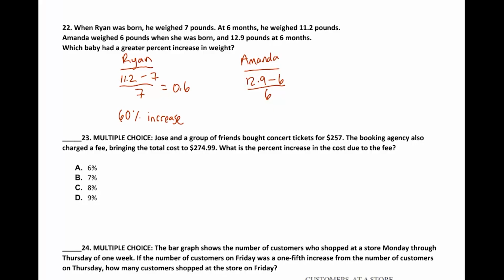So 12.9 minus 6 over 6 gives us about 1.15. So Amanda had a 115% increase, which means that, yeah, by a lot, Amanda had the greater percent increase in weight.